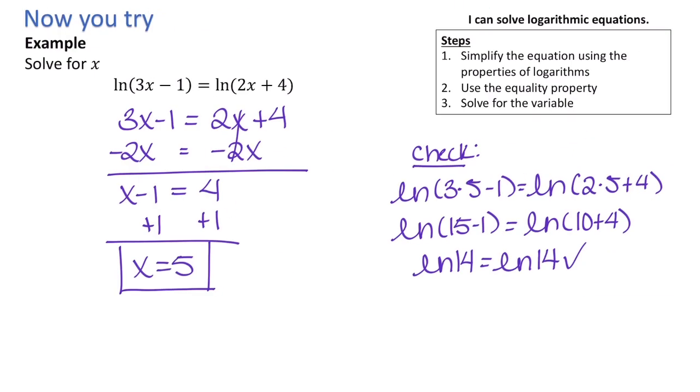Notice that we have the natural log on either side, so same base. So we can set 3x minus 1 equal to 2x plus 4 and solve. We're going to subtract 2x from both sides. We get x minus 1 equals 4. Then add 1 to both sides and you get x equals 5. If we plug it back in, it does work. And so that is our solution.